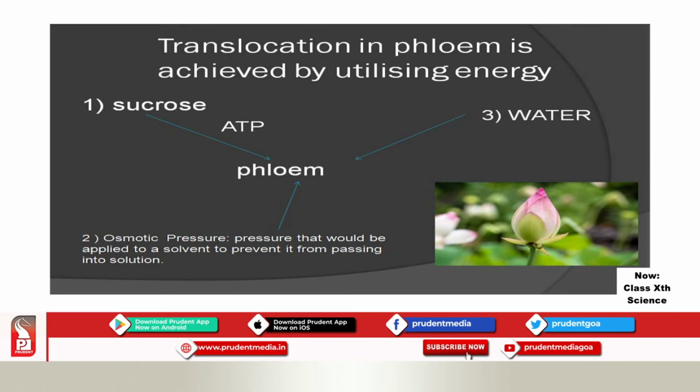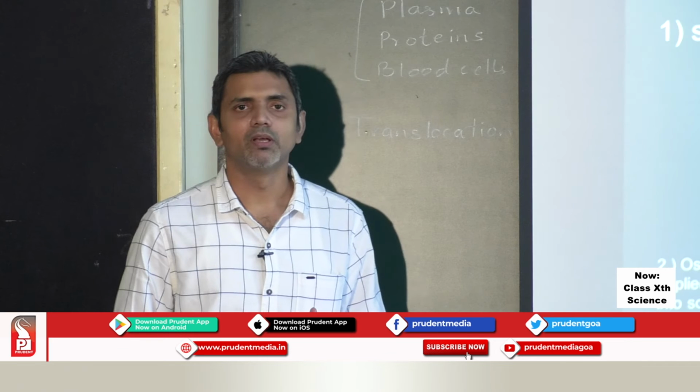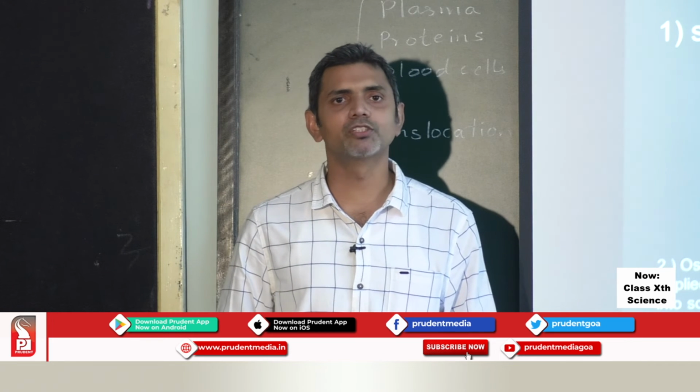In plants, soluble products of photosynthesis are transported by another tissue known as the phloem, and this transport of soluble products of photosynthesis in plants is called translocation. Phloem transports the soluble products of photosynthesis.